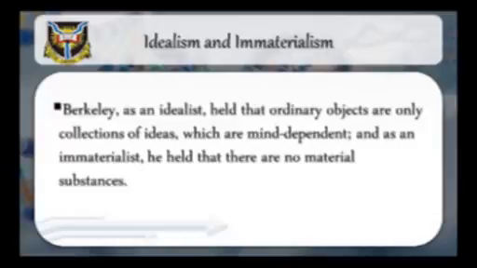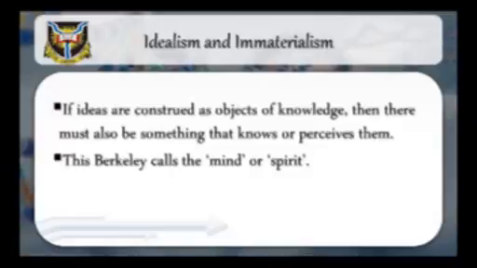This seems to say that ideas are the immediate objects of knowledge in a fundamental sense, acquaintance. Following Locke, there are ideas of sense, reflection, and imagination. So, ordinary objects as known are collections of ideas marked by a single name. Berkeley's example is an apple. If ideas are construed as objects of knowledge, then there must also be something that knows or perceives them and exercises diverse operations such as willing, imagining, and remembering about them. This Berkeley calls the mind or spirit. Minds as knowers are distinct from ideas as things known.